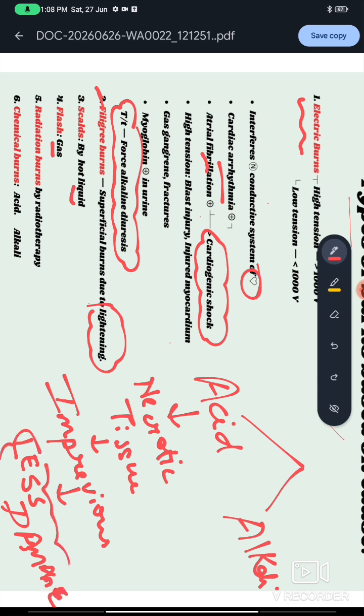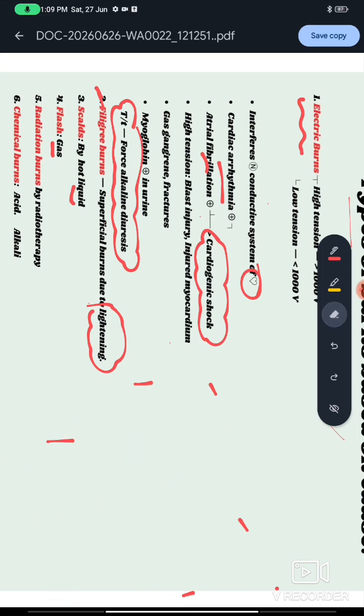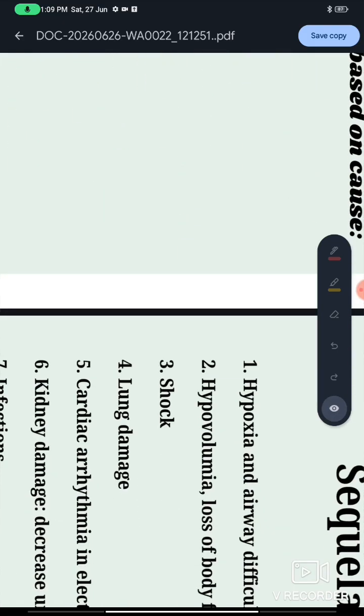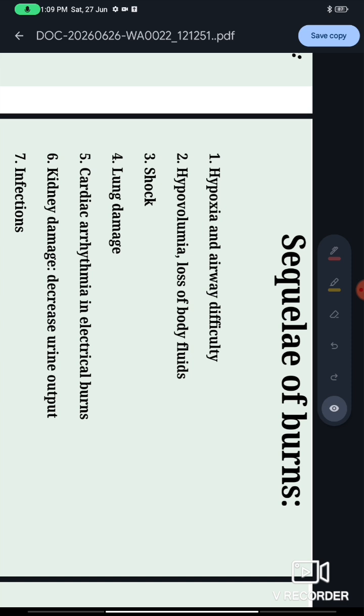This is important. Alkali, on the other hand, no impervious layer is formed, so damage is very high. So if you are clear with the types of burns, let us move further to the sequelae of burns. Sequelae means whenever there is a burns injury, then what all is the effect on the body. The most common and the earliest sequelae of burn is hypoxia. Hypoxia means decreased oxygen. Another is airway difficulty.